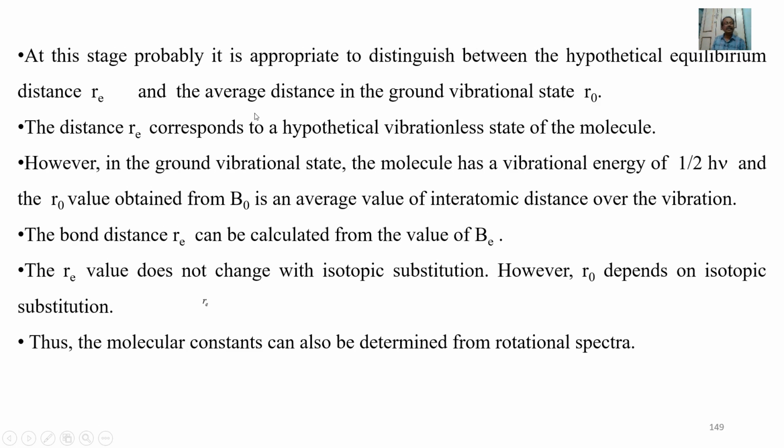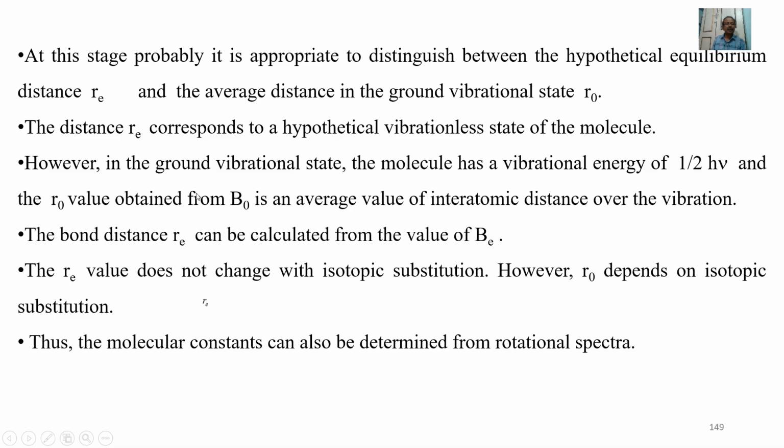At this stage, it is appropriate to distinguish between the hypothetical equilibrium distance, which is given as Re, and the average distance in the ground vibrational state, which is given as R0. The distance Re corresponds to a hypothetical vibrationless state of the molecule. However, in the ground vibrational state, the molecule has a vibration energy of 1/2 h nu, and the R0 value obtained from B0 is an average value of the interatomic distance over the vibration.